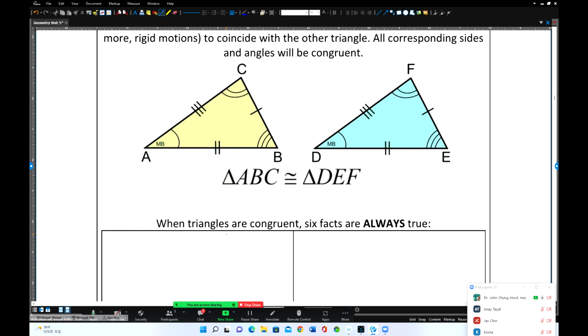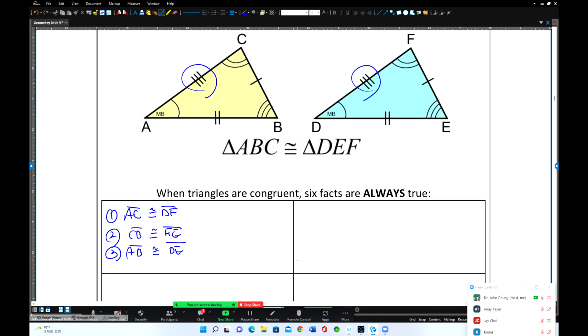Okay, if we have a congruent triangle, corresponding sides are always equal. You can write down, okay, AC congruent DF. That's 1. 2 is what? CB congruent FE, corresponding side. So the side first, AB congruent DE. Okay? What are the other 3?